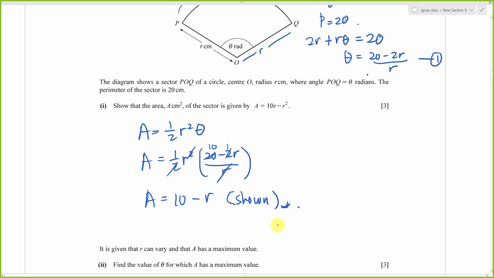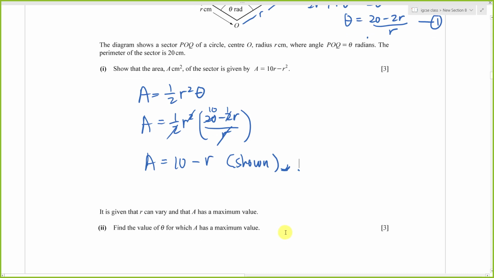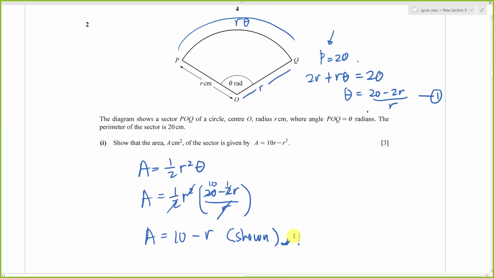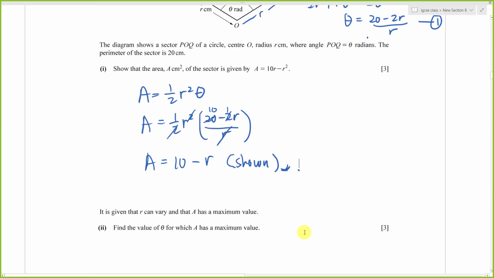Okay. So far so good. So it is given that R can be varied and that A has the maximum value. Find the value of theta for which A has the maximum value. So from here, you see some maximum here.